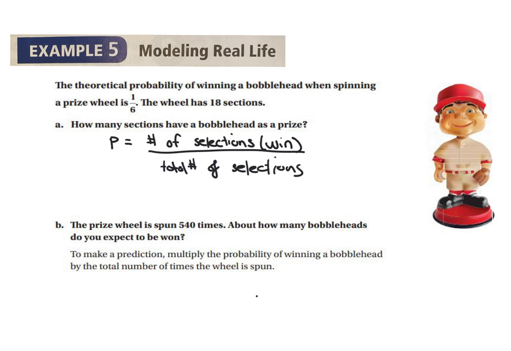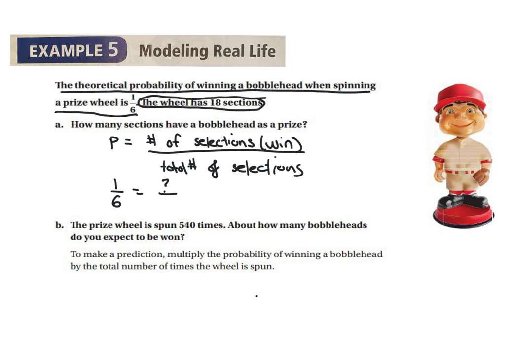So let's go ahead and do some substitution then. And what we'll substitute is we know the theoretical probability of winning a bobblehead is 1/6. So we'll put that in right there for the probability. The number of selections, we don't know, because our question says how many selections have a bobblehead as a prize. So no idea. And we'll divide that by the total selections, which the question states is 18.